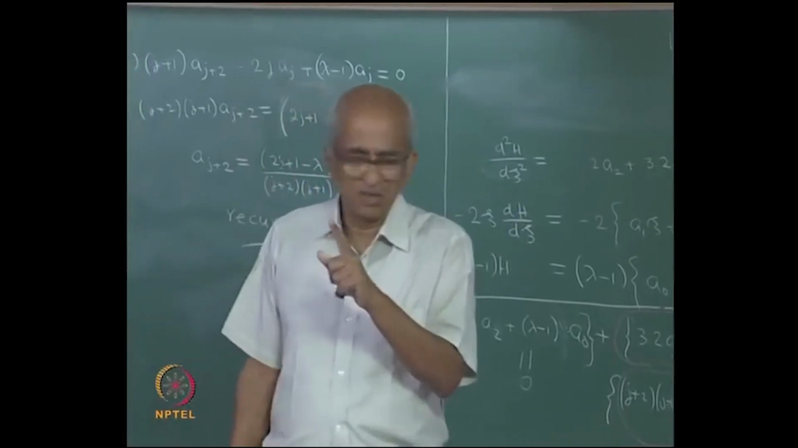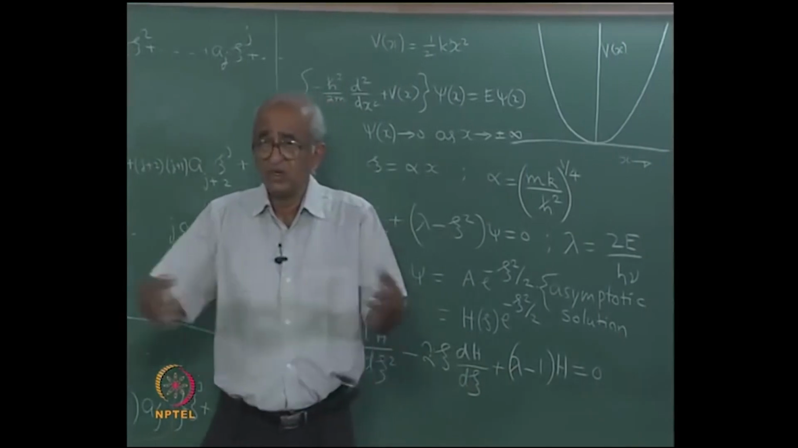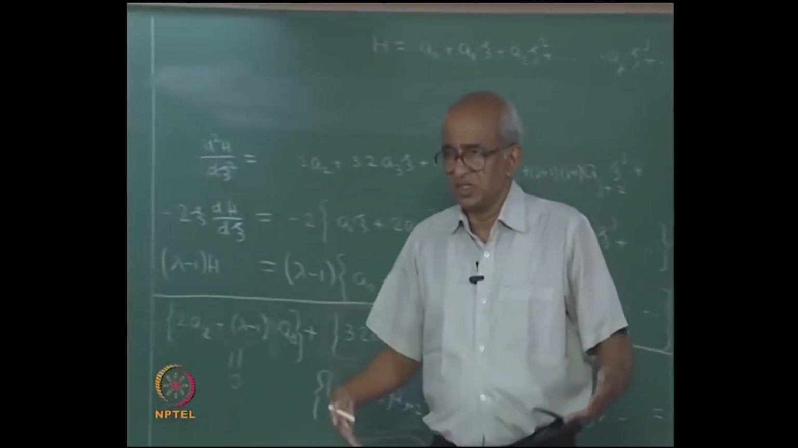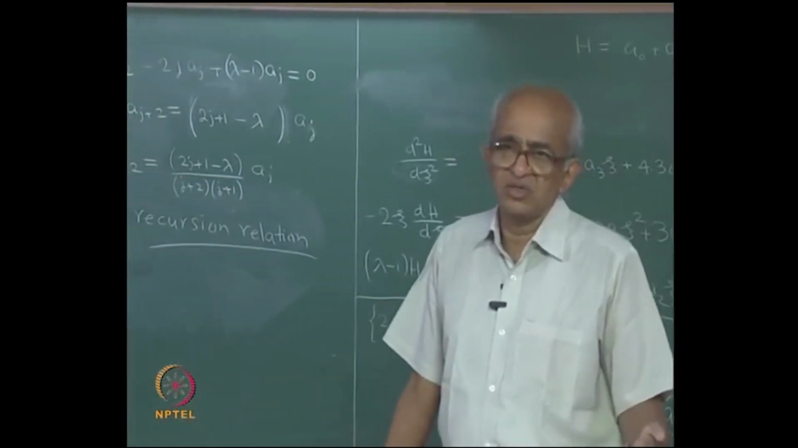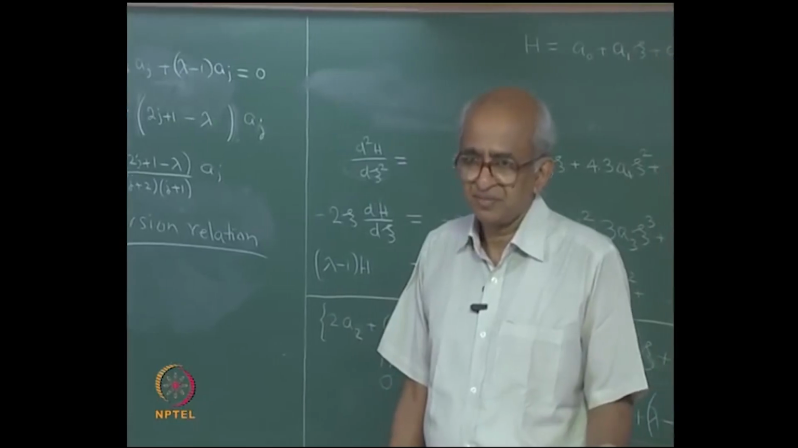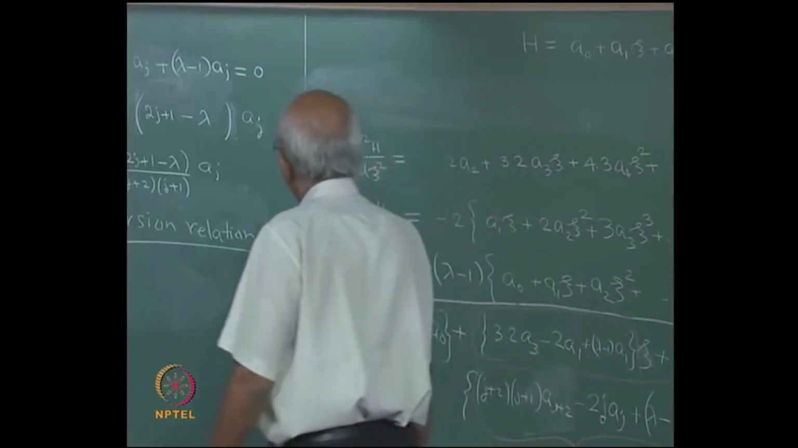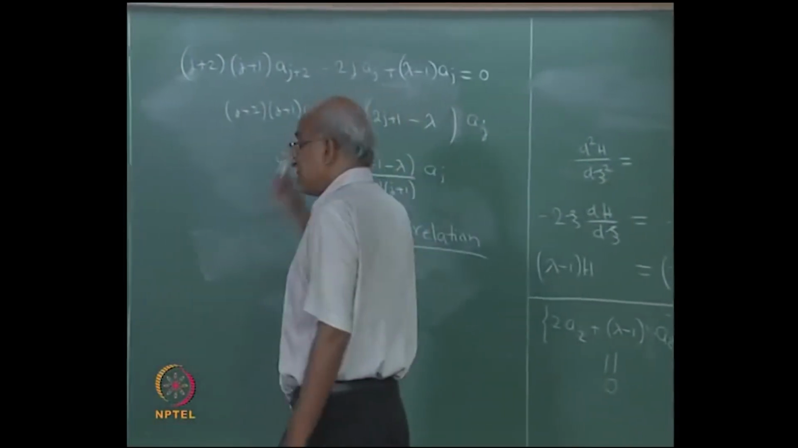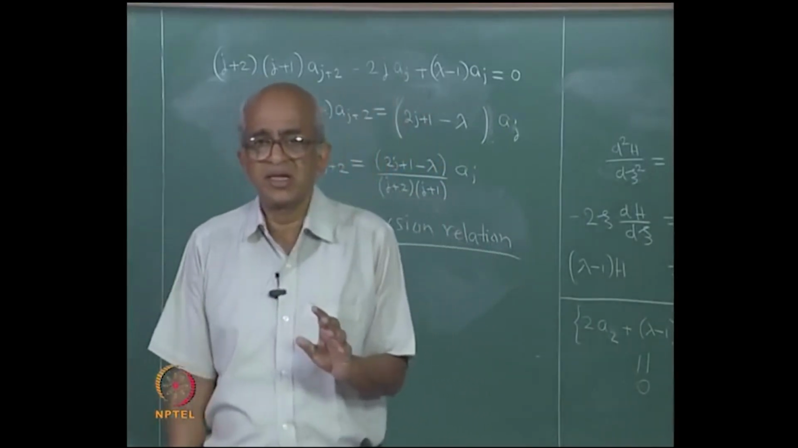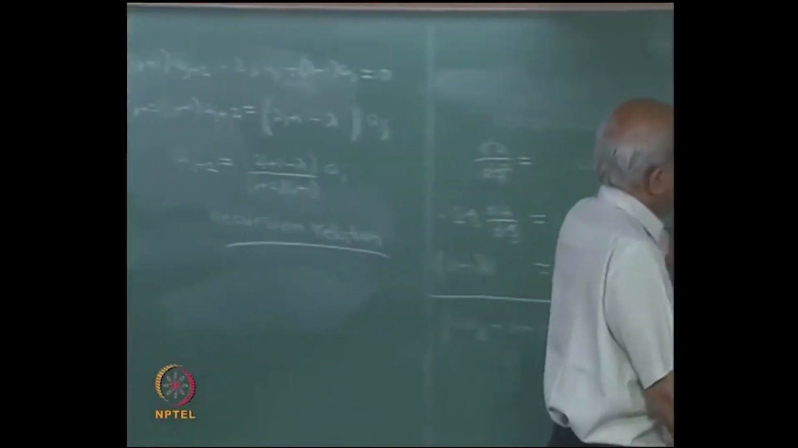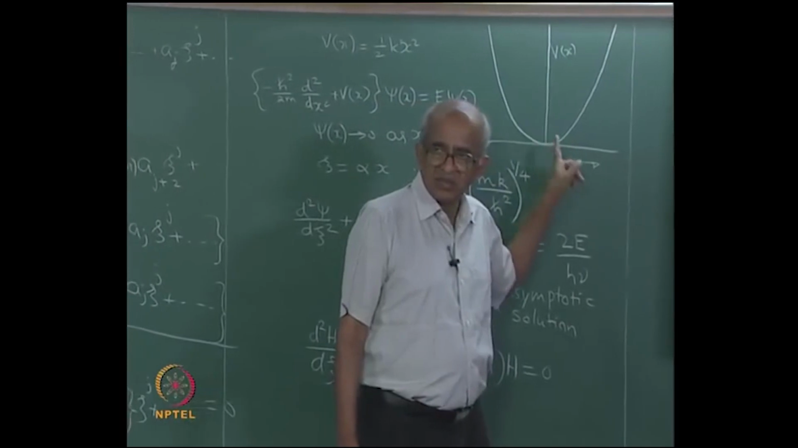Not surprising, why? Because this is a second order differential equation, any solution would have two constants to be determined, and here the way it has happened, the two constants are actually a0 and a1, that is what is happening, nothing strange. But then I can use an information which is already known to us. The information is that this is a potential that is symmetric.